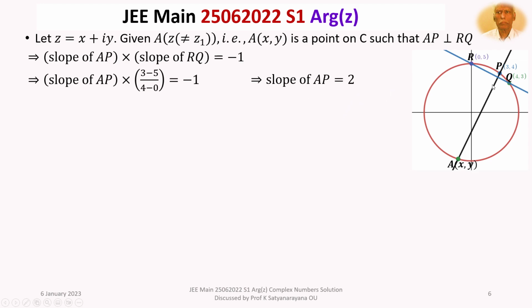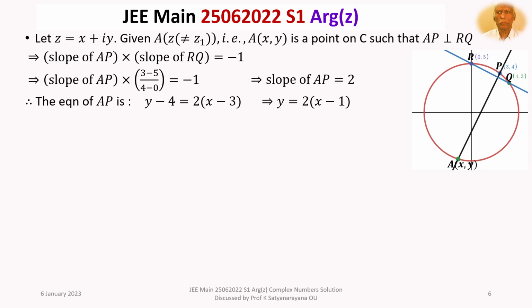Now, the slope of AP is known, and this line AP is passing through P, that is 3, 4. Therefore, the equation of AP we can write. That is y minus 4 is equal to the slope 2 times x minus 3. When simplified, you will get y is equal to 2 times x minus 1. Good.